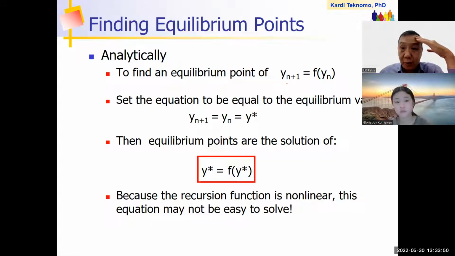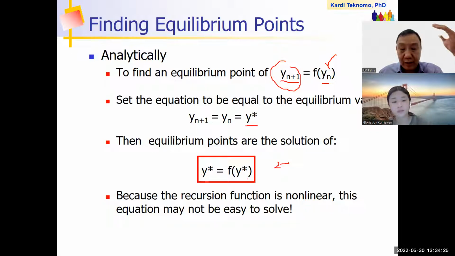Analytically, equilibrium in this is the same as this one. In that case, I'll just give it another name, which does not depend on n, not depend on the time. So let's call this y star. Then the equilibrium point means the y star. This now becomes y star, and inside here also becomes y star, so we get this equation. Because left and right are the same y star, you can easily solve this one. So equilibrium is usually easy to solve.